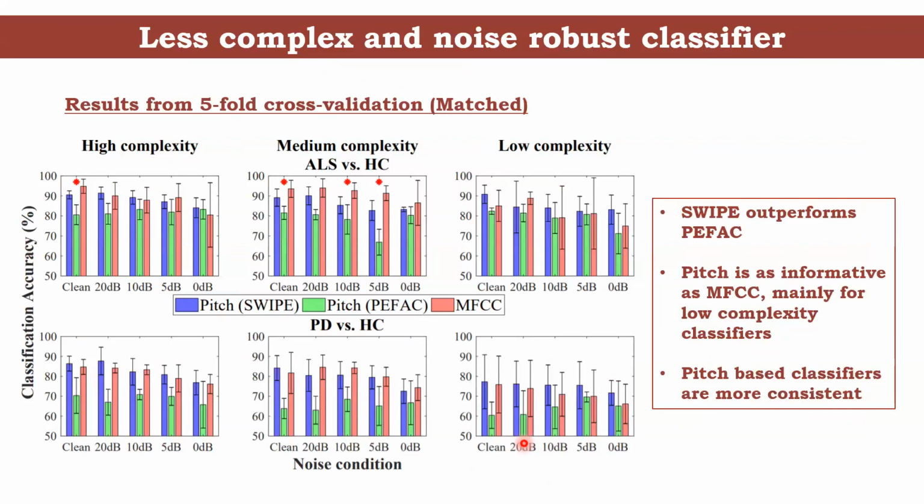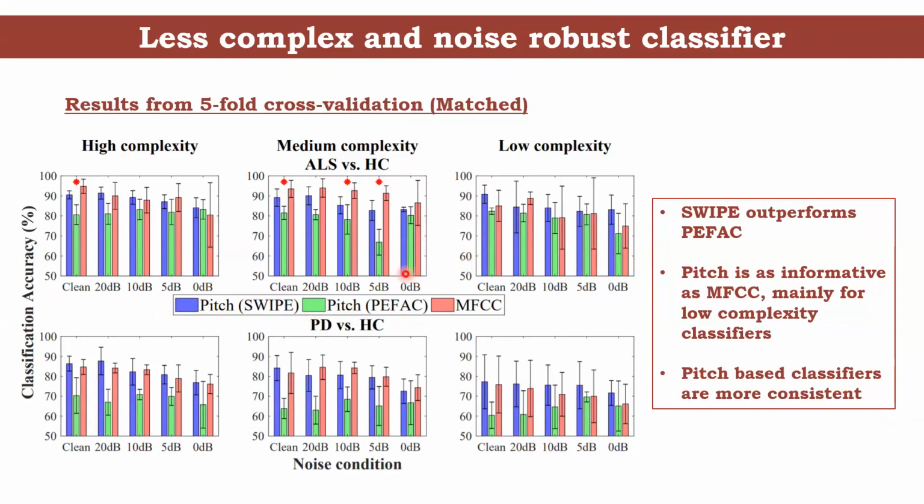Here are the results. What you see on the top is ALS versus HC. What you see at the bottom is Parkinson's disease versus HC, right? So first of all, we have used two pitch extractors, right? SWIPE and pitch. As you see, the violet color is better than the green all the time. So SWIPE is much better, first of all, right?